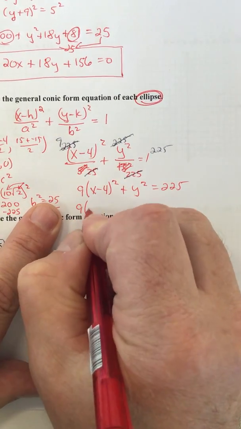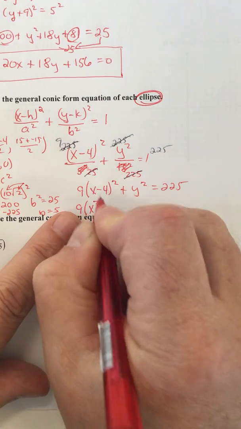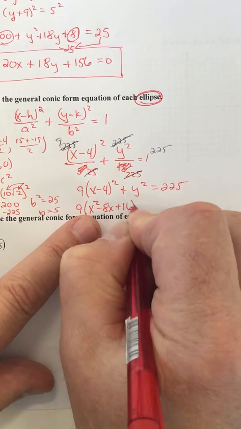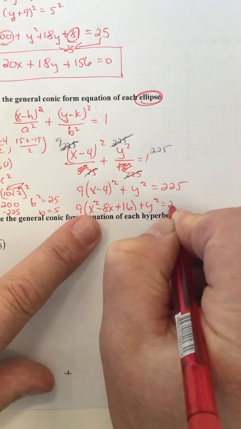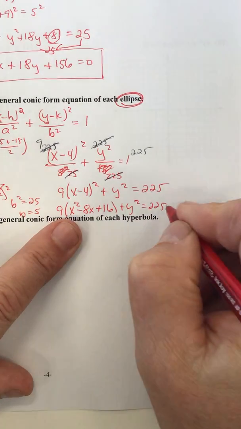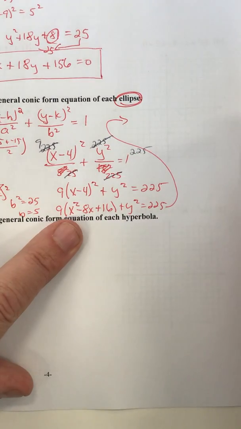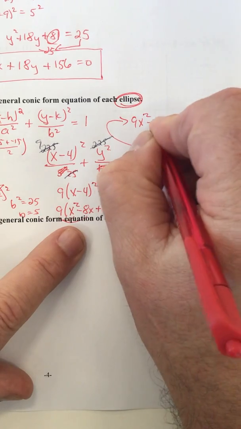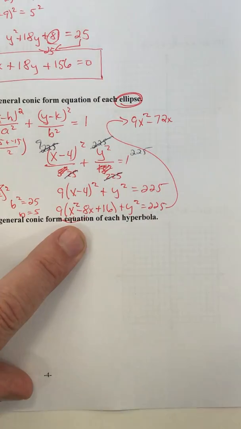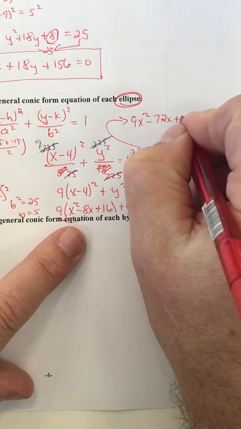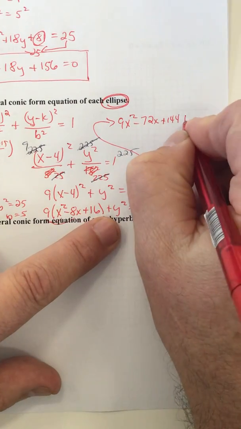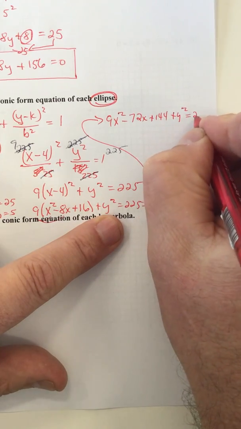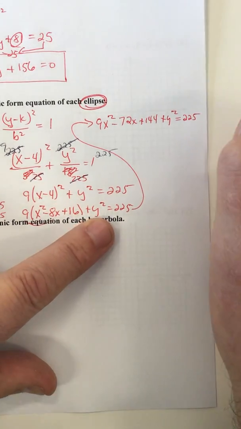Let's get her multiplied out. First piece squared, minus 4x doubled, then 4 squared is 16. Okay, multiply in the 9. So 9x squared minus 72x. 16 times 9 is 144, plus y squared equals 225. And I'll just reorganize it.